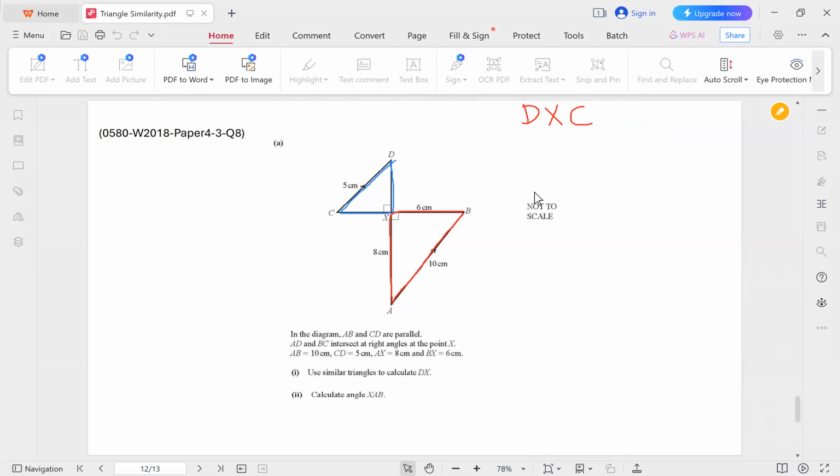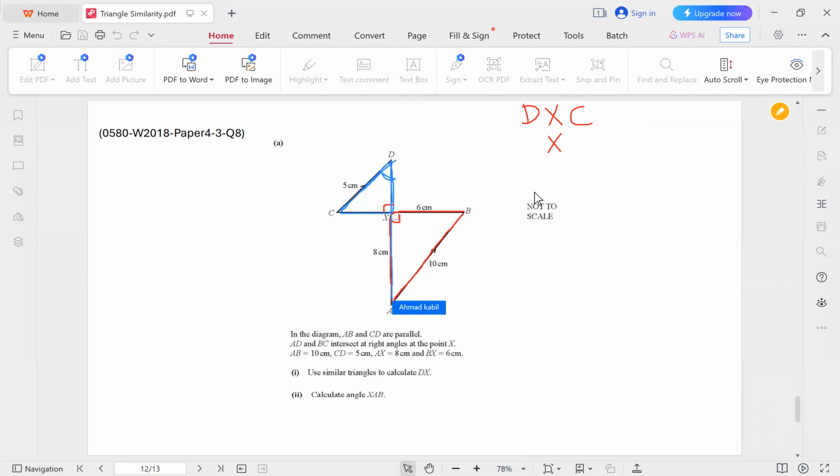And we have to position A, X, and B correctly. How do we do that? We have to figure out which angles are congruent to each other. So for example, from the drawing, we have that this is 90 and this is 90. So it's obvious that X is congruent to X. We just write X here. What about D? What angle in the red triangle is equal to the angle D in the blue triangle? Of course, here we have to use alternating interior angles, so the Z shape.